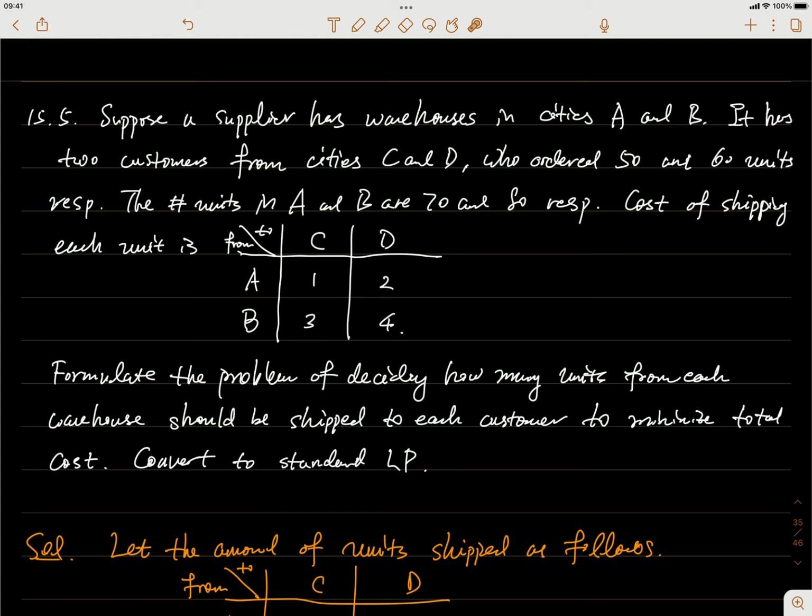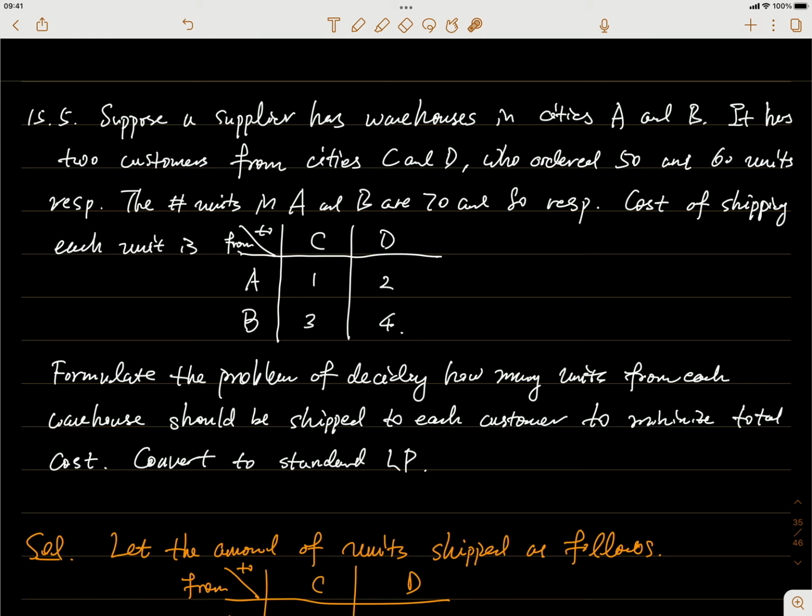Problem 15.5. Suppose we have a supplier that has a warehouse in city A and city B, and it has two customers, in city C and city D. City C ordered 50 units of the product, and city D ordered 60 units of the product. Warehouse A has 70 in stock, and B has 80 in stock.